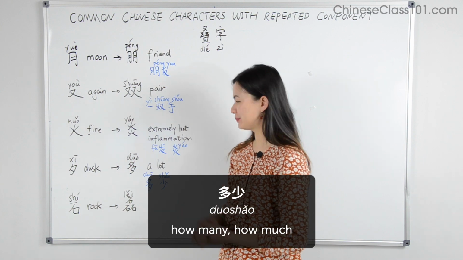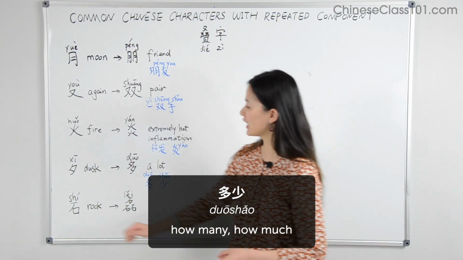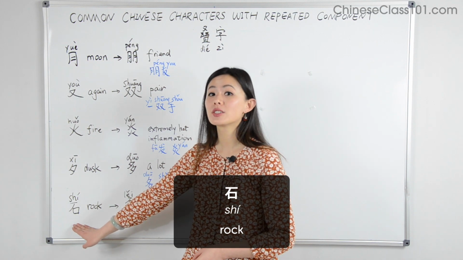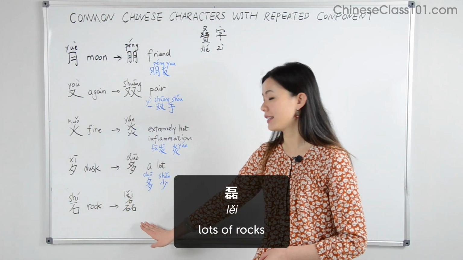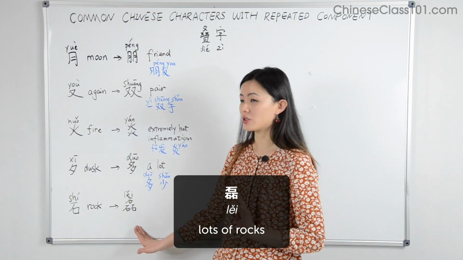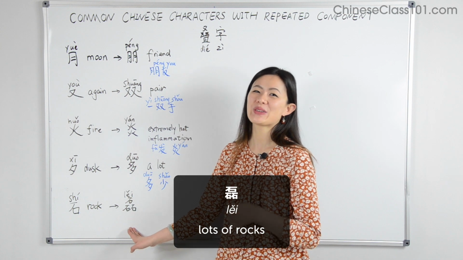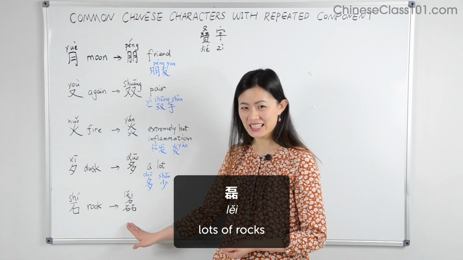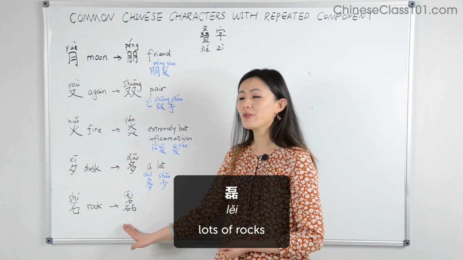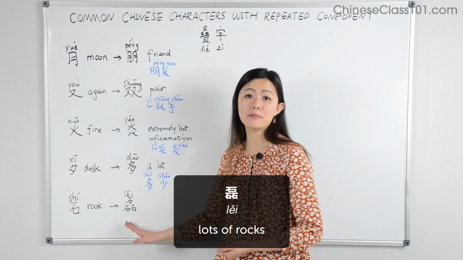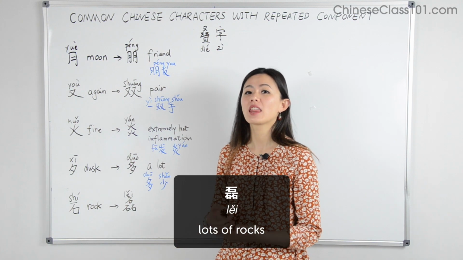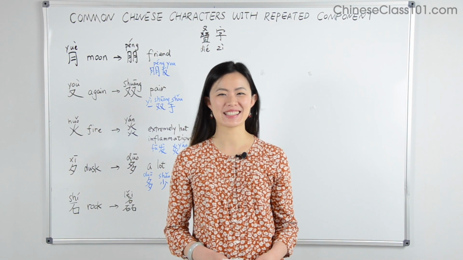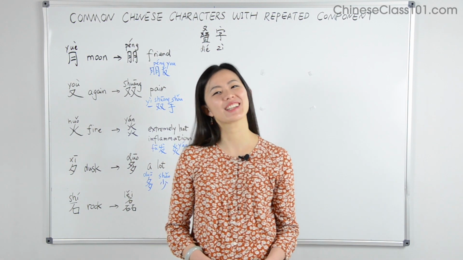多少. Now the last one, 石 by itself means rock. 石. Now in this Hanzi we have three rocks. So it actually means a lot of rocks. 垒. Lei. You'll often find this character Lei in male names, in the hope that this boy will grow up to be strong and tough like rocks. I hope this lesson gives a new perspective on Chinese characters.